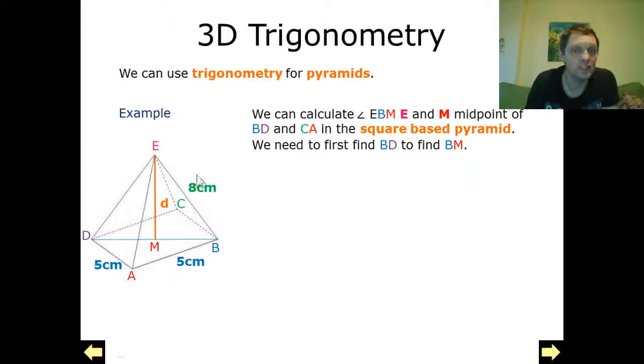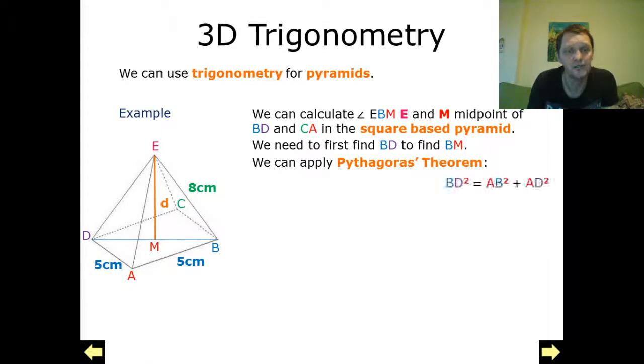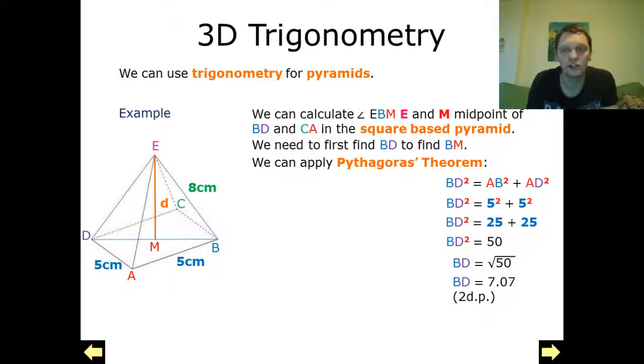So first of all, I need to find the length of BD, which is then going to help me find what BM is. So I'm going to use Pythagoras theorem again for this, because I've got the length of the two sides. So my length of BD squared is going to equal my length of AB squared plus AD squared. So 5 squared plus 5 squared, which is 50. And square rooting both sides, BD equals 7.07 to 2 decimal places.